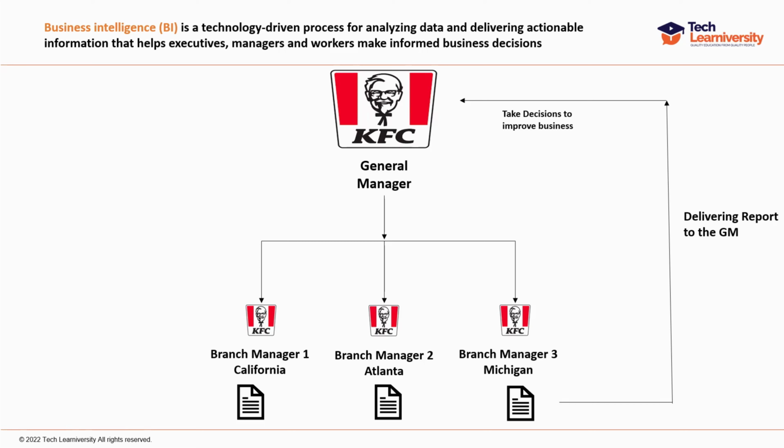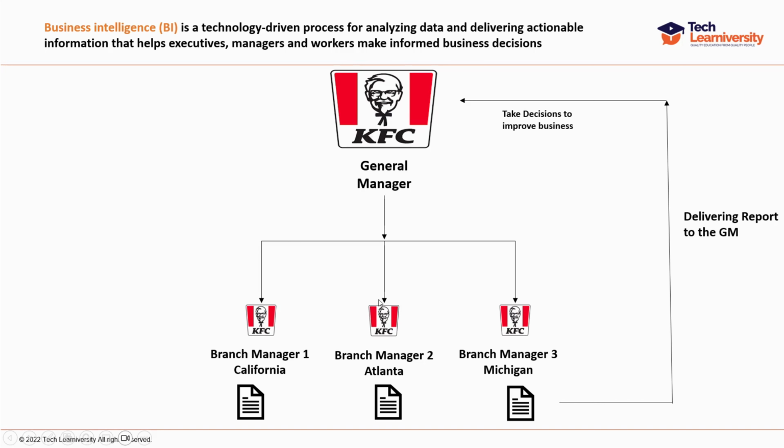Let us consider an example of KFC. You will have a general manager for each and every business. Let's take KFC's general manager, who is America's general manager. In America, there might be multiple outlets of KFC, one in California, another in Atlanta, the third in Michigan and so on. Whatever sales are happening over these outlets, that information should be shared with the general manager so that he can take certain decisions to improve KFC's business.